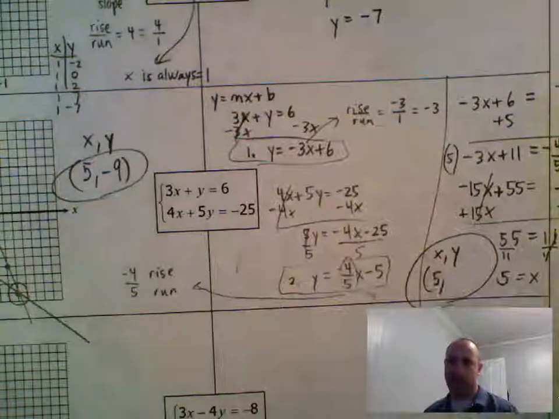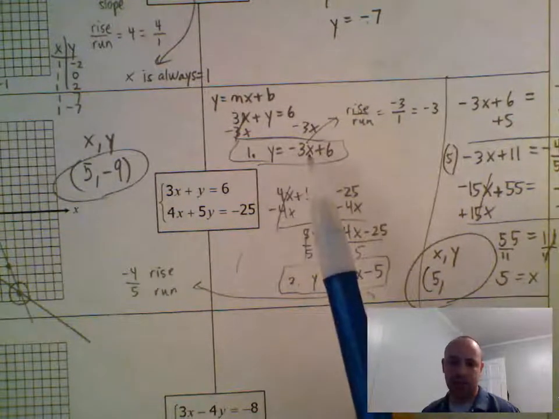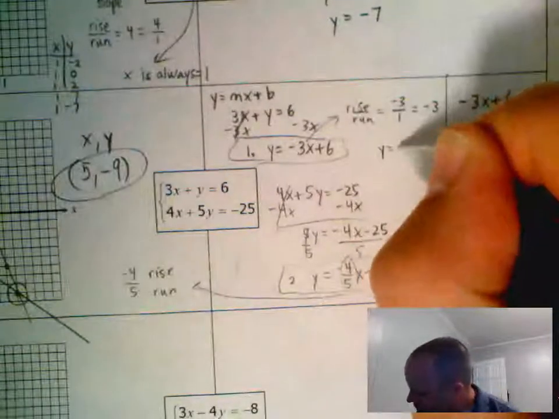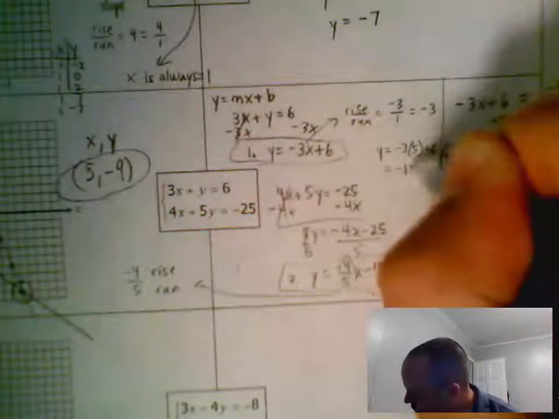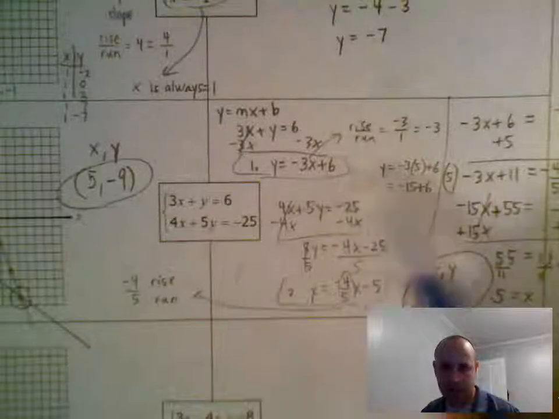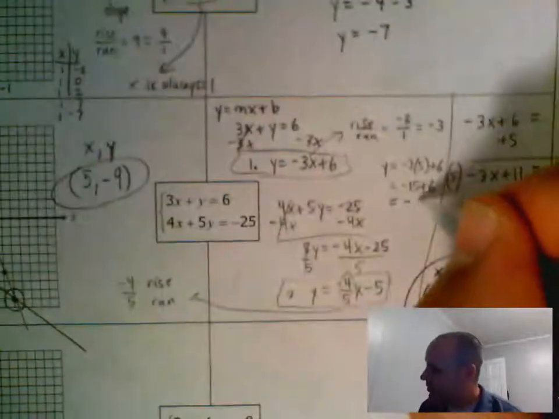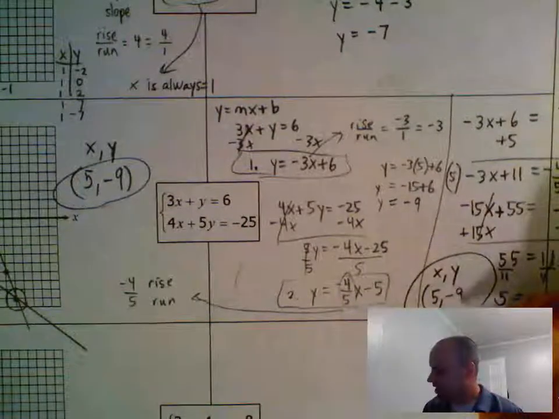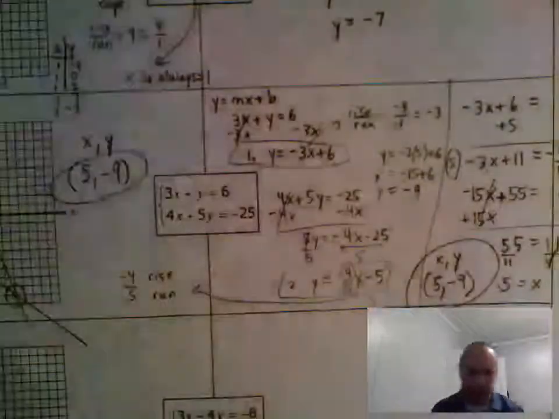So if I take that 5 and put it in here, it's going to be negative 3 times 5, which is negative 15, plus that 6 right there that we have to bring down. And negative 15 plus 6 is negative 9. So in the case that x is 5, y is negative 9. We got them both the same there, so we know we did a nice job.